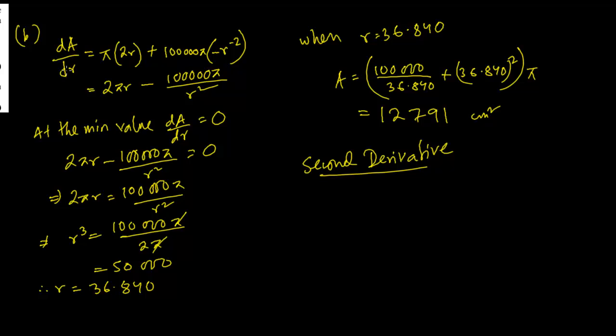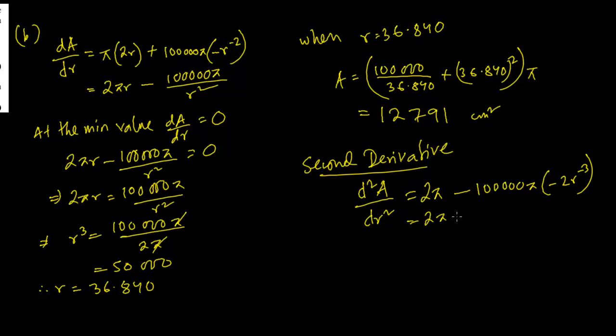So the derivative of dA by dr, if we take another derivative, that would be d2A by dr squared, the second derivative. So if we differentiate 2 pi r, it would just be the constant 2 pi, r would become 1, minus, if we differentiate this, it would be minus 100,000 pi, and the derivative of r to the power minus 2 would be minus 2 r to the power minus 3. So we can simplify this as 2 pi plus 200,000 pi divided by r cubed.